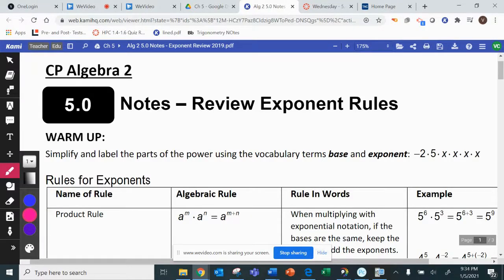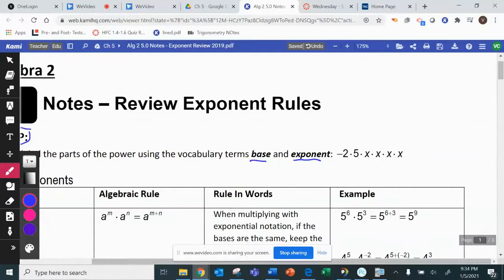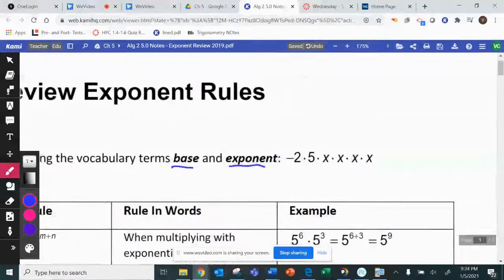Today we are reviewing exponent rules. We're going to start with this warm-up right here. It says simplify and label the parts of the power using the vocabulary terms base and exponent. Remember, at any time you can pause the video to see if you can do it by yourself. If you can't do it by yourself, that's why I'm going to go over it.